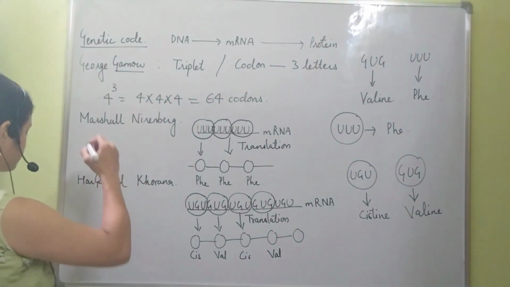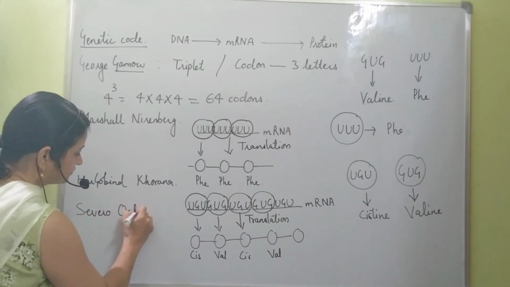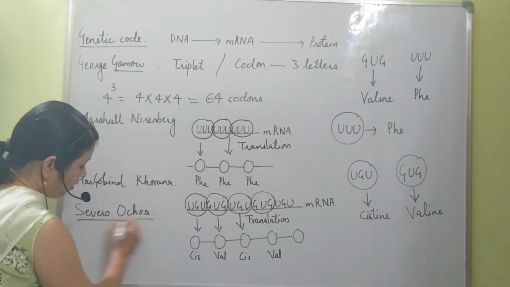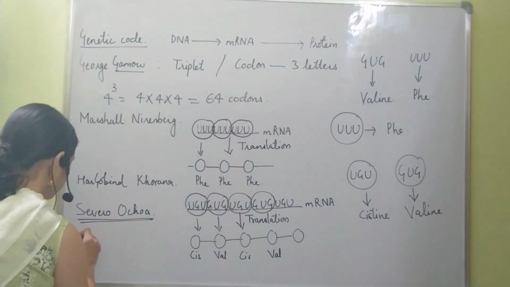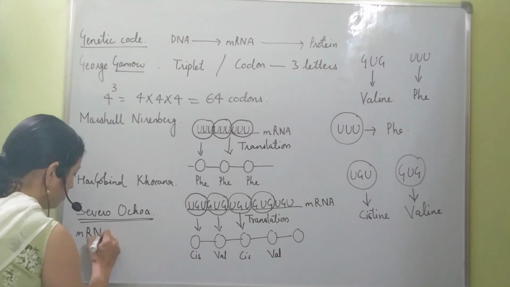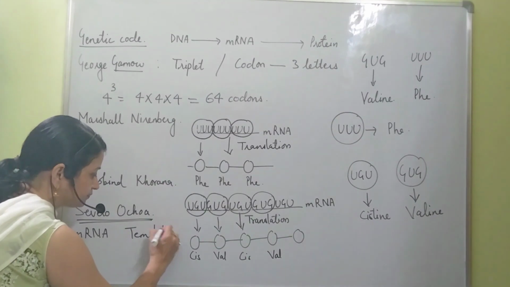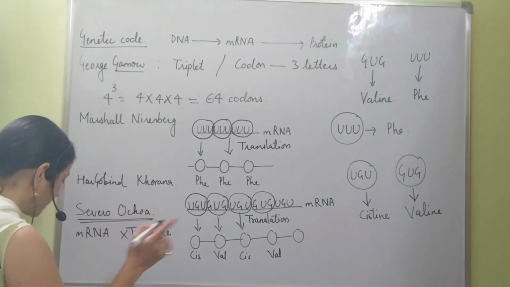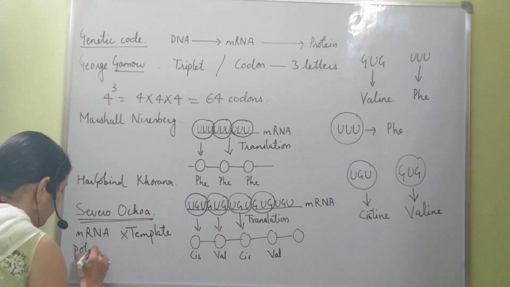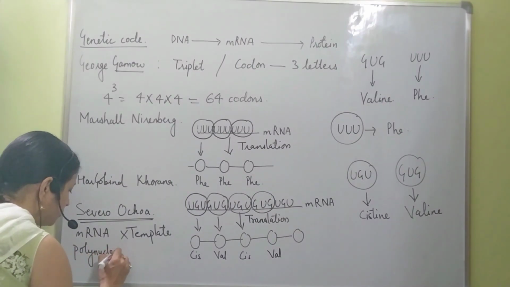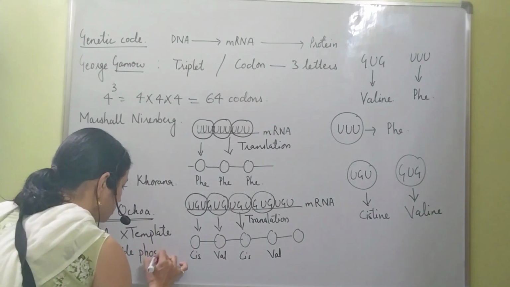The third scientist is Severo Ochoa. Now, what he did, he made a synthetic mRNA without any template. He did not use any template. And for this, he used an enzyme, and the name of that enzyme is polynucleotide phosphorylase.